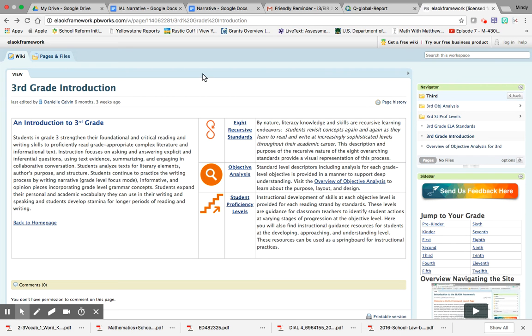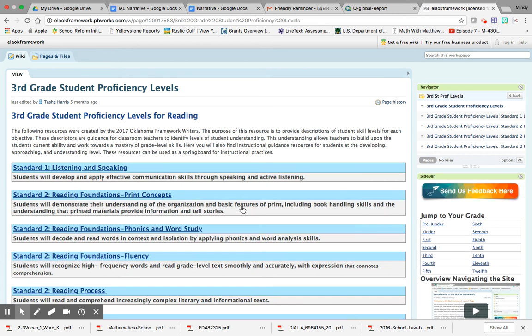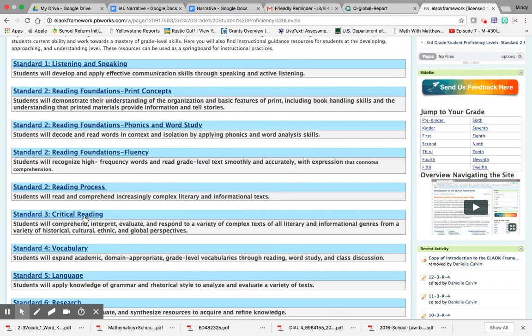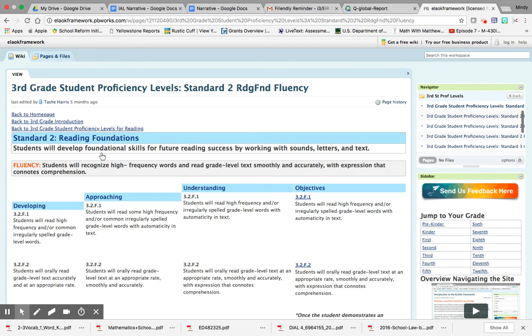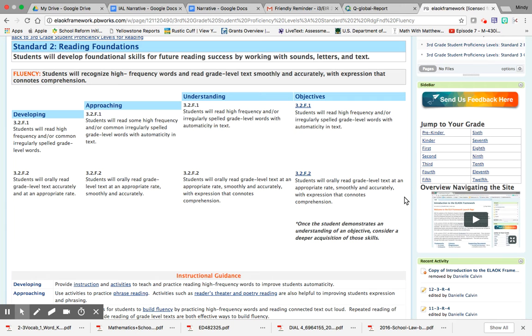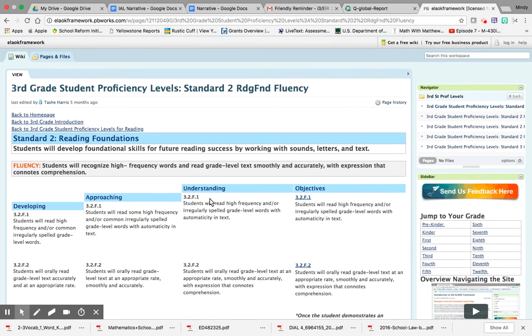But something else I like a lot that's under the frameworks is these student proficiency levels. So I'm going to pick the Reading Foundation Fluency. Let's just go there. So it gives you your objective here, and it works backwards. Here's when they're just developing this, they're approaching it. Now they understand the standard, or the objective, I'm sorry. So I like that. It gives you that for all of them, and I think that's very helpful when determining where students are on an objective.